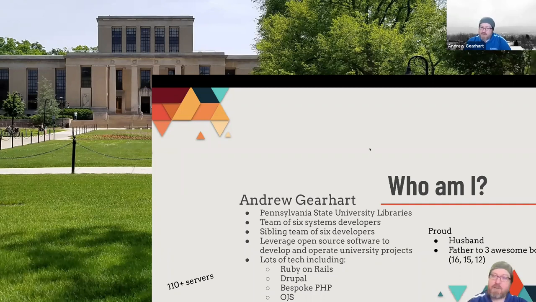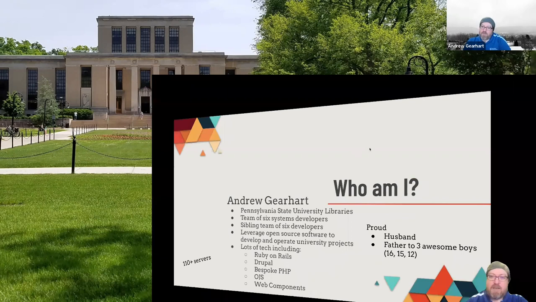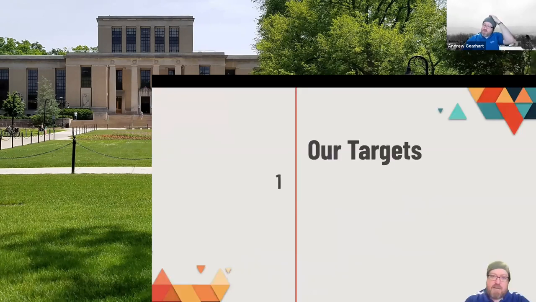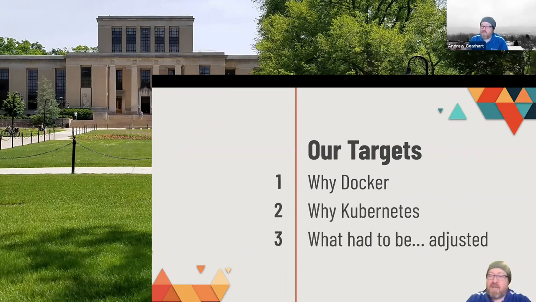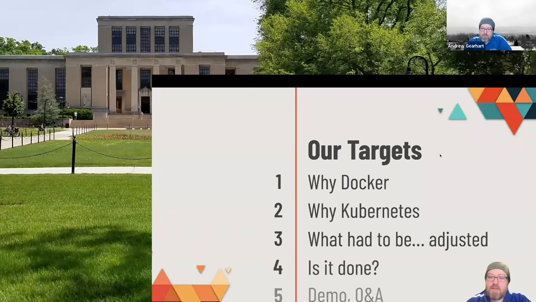So that's me. In this talk, we have a couple different targets. First, why Docker? Second, we're going to talk about why Kubernetes as the orchestrator. And third, what we had to do to adjust things, to make things work in both Docker and Kubernetes. Finally, are we done? And a little bit of demo and QA at the end. Okay.